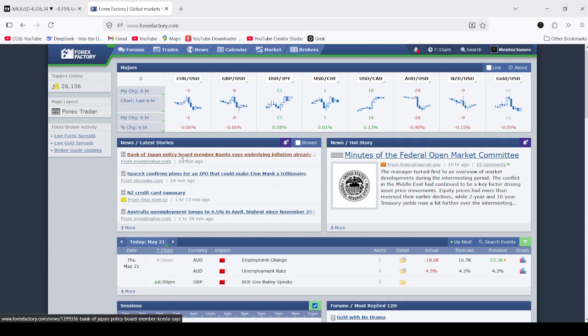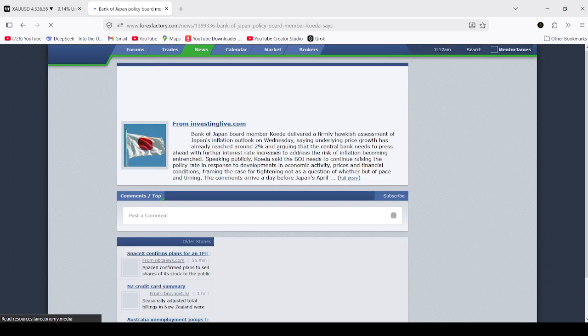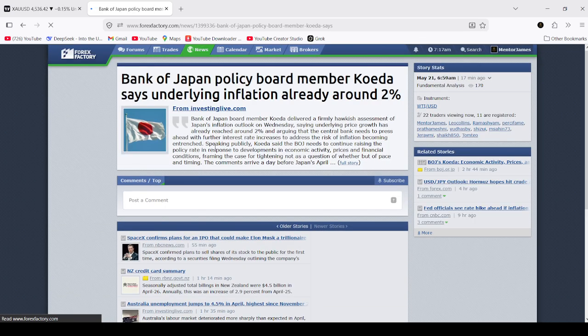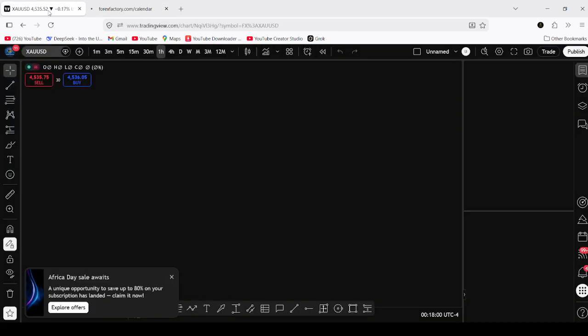Bank of Japan policy board member Koda says inflation is arraying, already around 2%. This is not a high impact event, so that one has no impact, but it is still good to know where the inflation of Japan is, because we usually trade this asset by the name JPY. So it's always good to understand that. In terms of the calendar, we don't have any other event apart from the BOE governor.